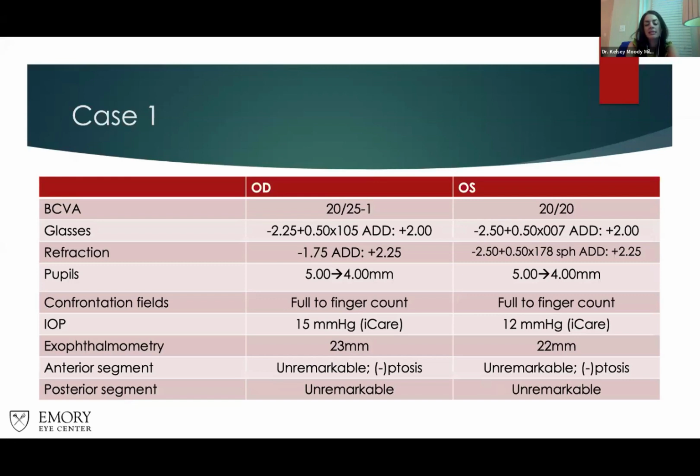And so on his examination, he's 20/25 in the right eye, 20/20 in the left. He is myopic and presbyopic. He does correct to 20/20. His pupils are normal. Really everything else is normal. Normal pressures. He is mildly proptotic, but equal between the two eyes and normal for his ethnicity. And anterior and posterior segment is unremarkable.